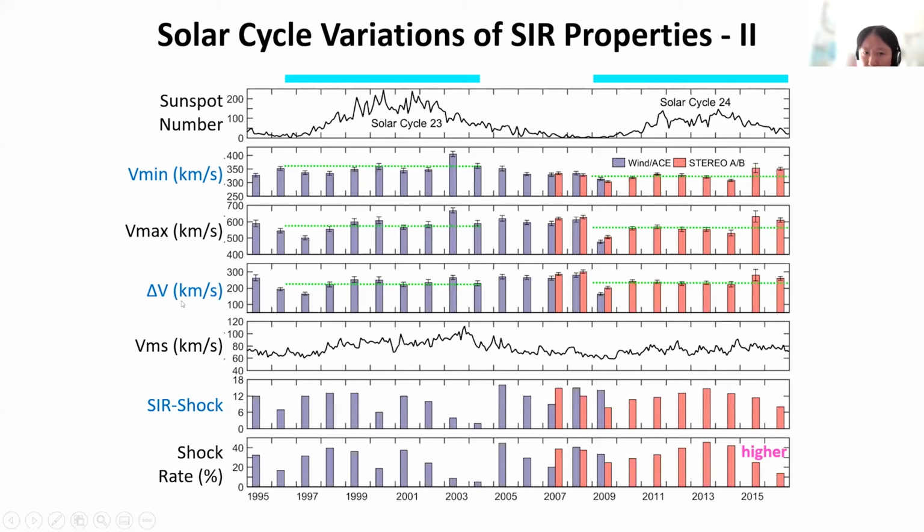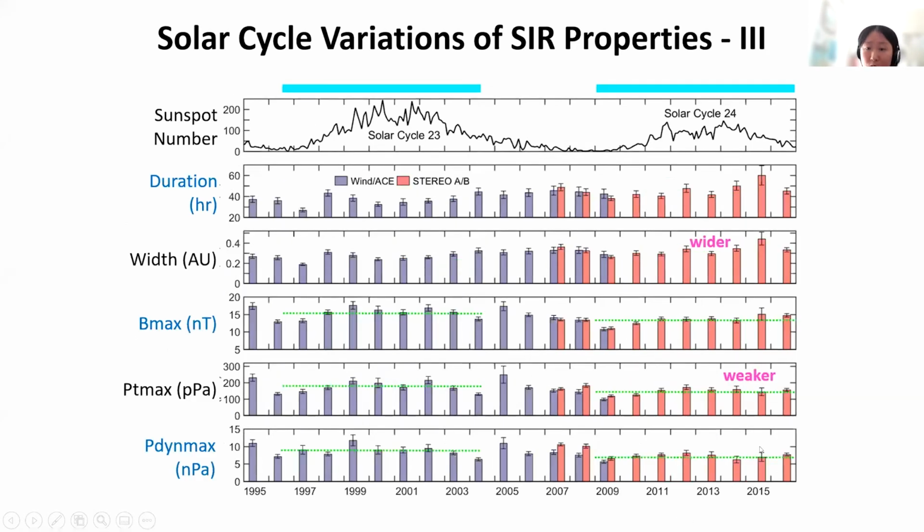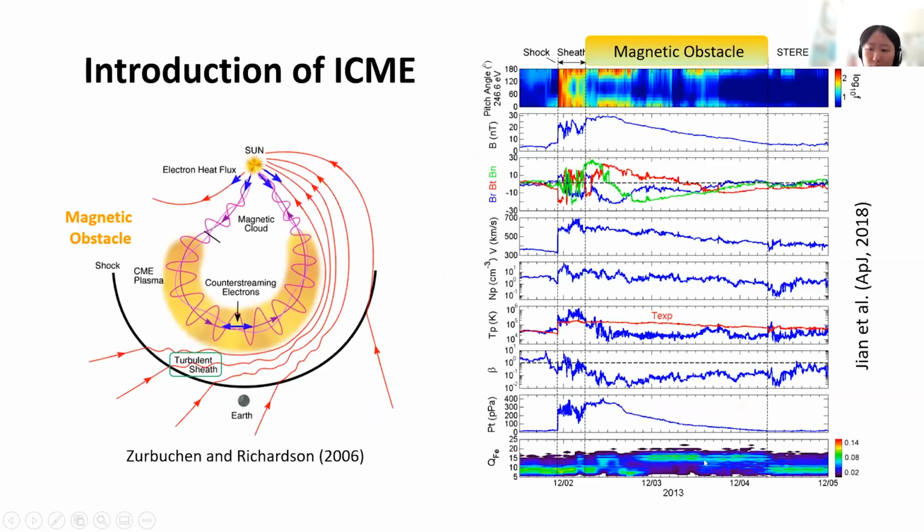Minimum and maximum speed, and the speed increase are all slower, and the shock rate is higher, possibly due to the speed relative to the magnetosonic speed, and they last longer, are wider, and weaker in terms of the field and the pressure. This one is for the ICMEs, including the shock, sheath, and the magnetic obstacle.